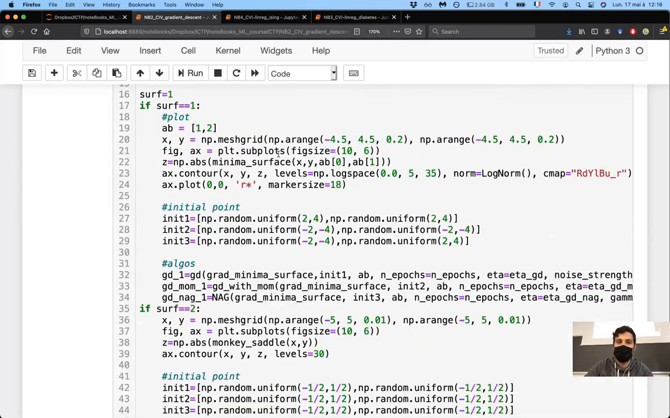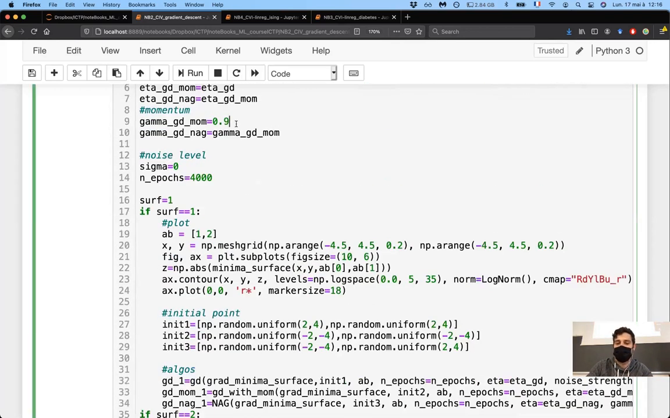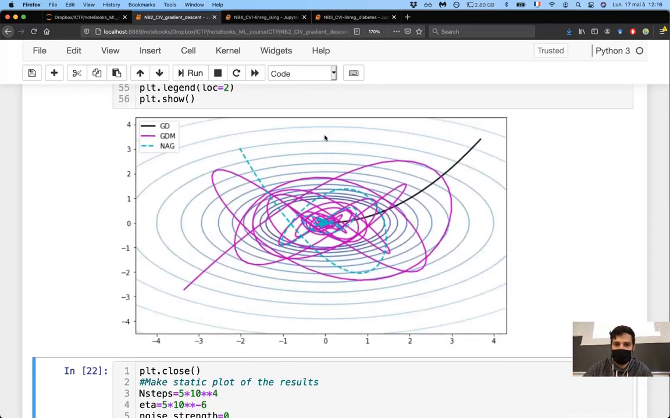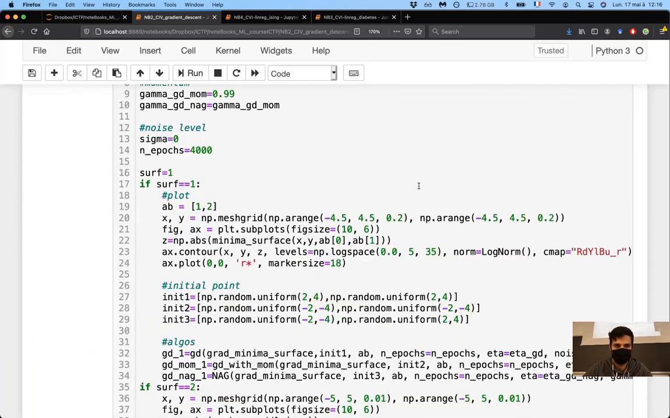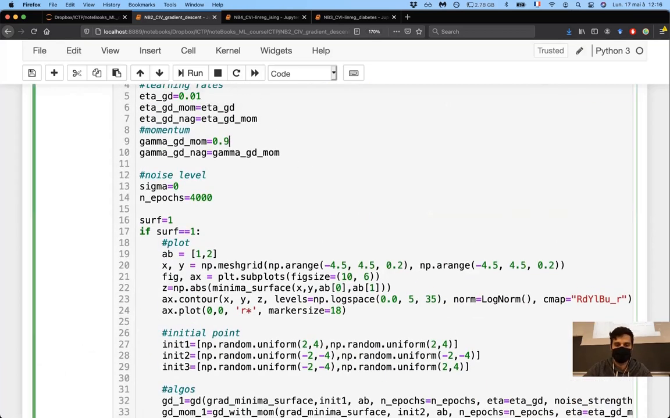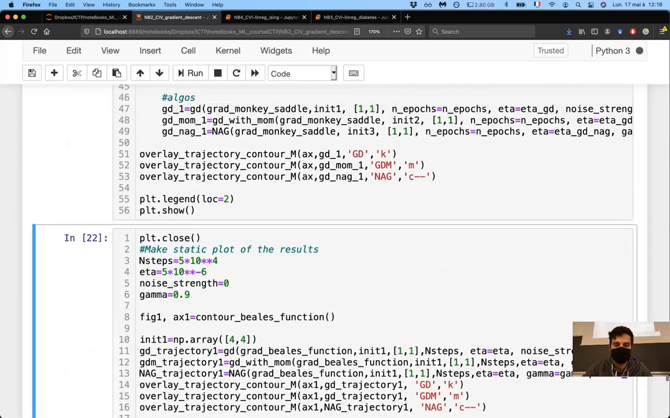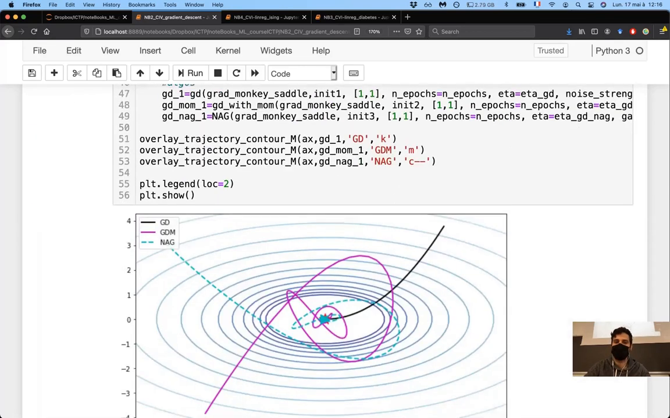If you increase too much the momentum, what happens? What do you expect? It should, right? Indeed, it never converges, okay? It becomes a mess. Okay, so you see these nice trajectories like this, really.